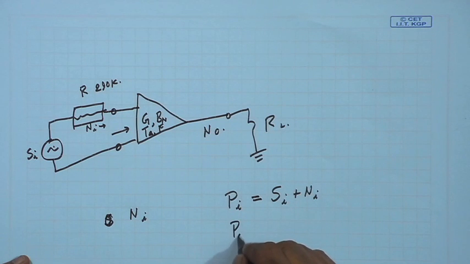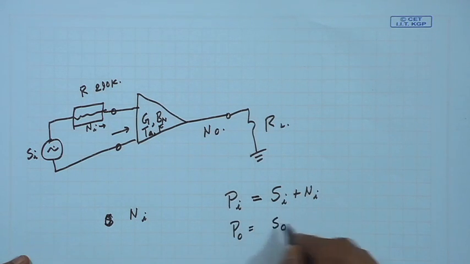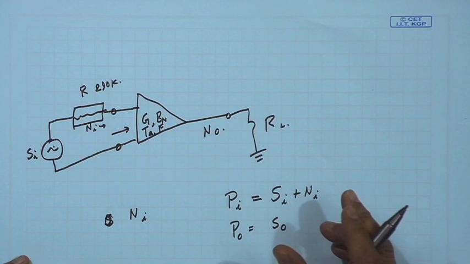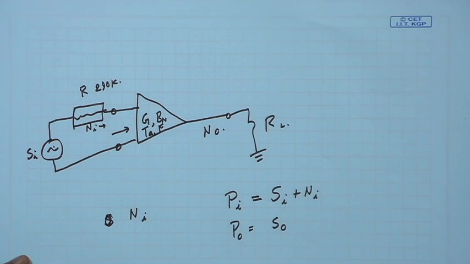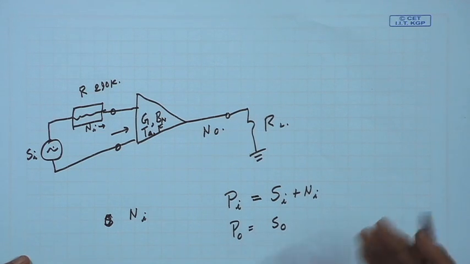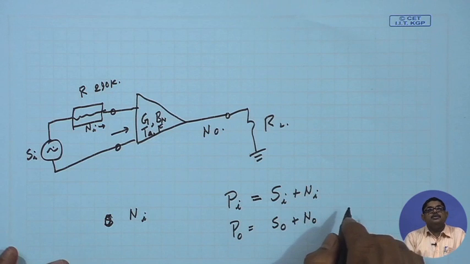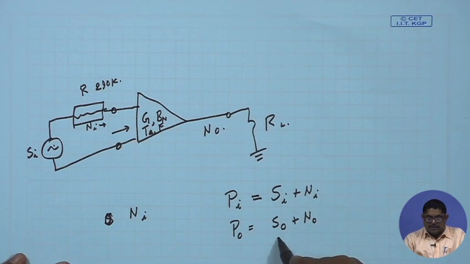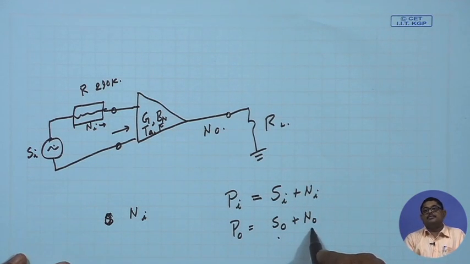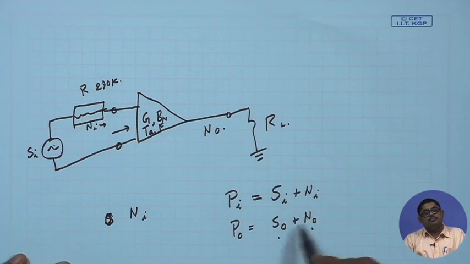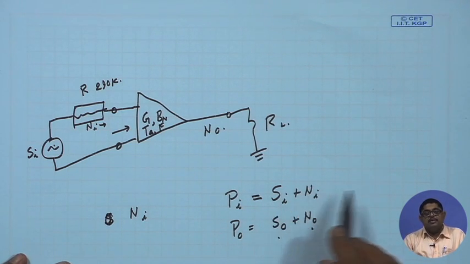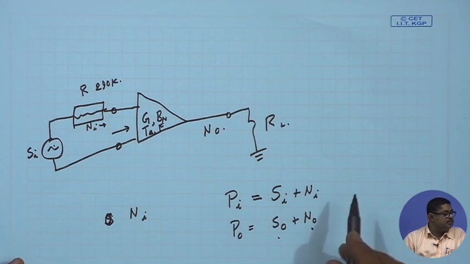Similarly, at the output I will get Po, which is So, the signal power, plus No, the noise power. Actually they are always added, so we cannot separately recognize them, but in mathematics we say So is the signal power level and No is the noise power level. This is a deterministic signal, this is a random signal. When they are mixed we cannot separate them, but for analysis we do it like this.